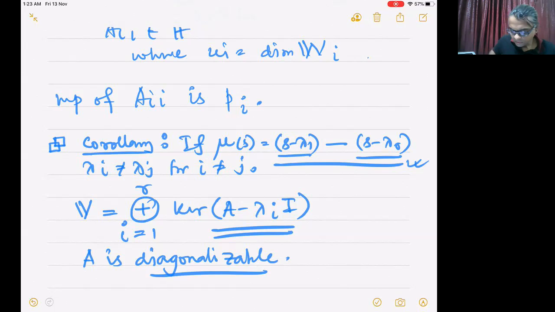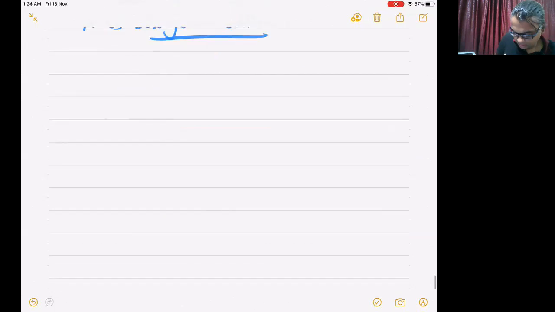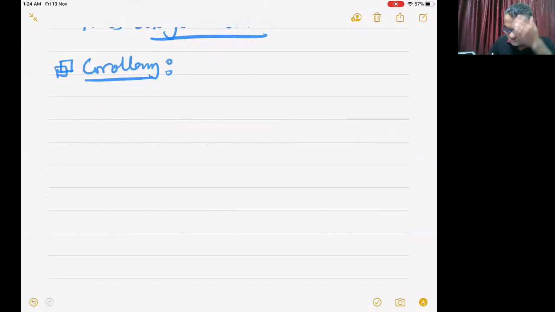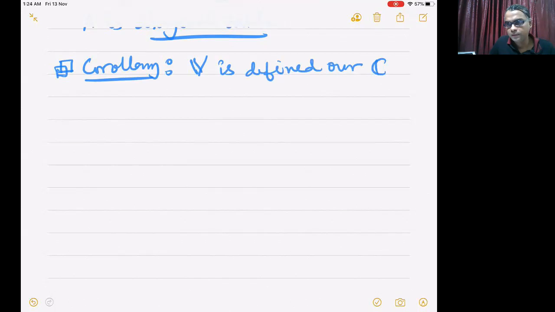Further, let us look at this other corollary. Suppose we are in a vector space over C. V is defined over scalars coming from the complex numbers, so it's a complex vector space, if you like. Everything else remains the same. It's finite dimensional, A is an operator from V to itself, and so on.